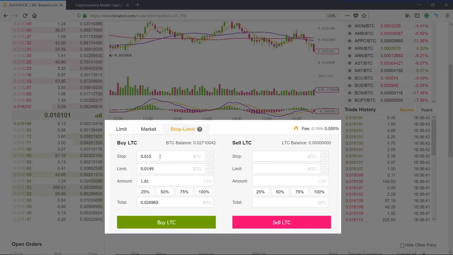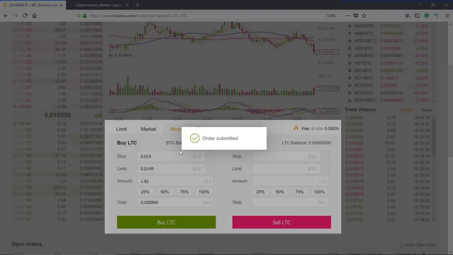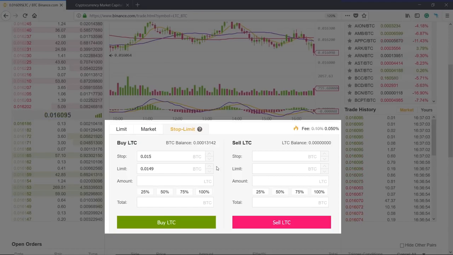You click buy. Now, this is not going to do anything, right? If I click this buy LTC, at this price, it says if the last price is at or below 0.015, an order of 0.18 will be placed. Okay, so if I click yes, the order's been submitted. But this order is not going to be fulfilled unless the current Litecoin price drops significantly in the next couple of seconds, okay? Which it may or may not do.